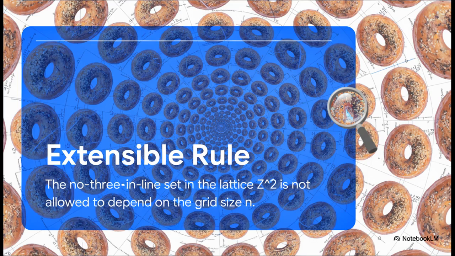Enter the extensible version of the problem. We aren't just looking at a fixed, finite grid anymore. The grid is now an infinite lattice, which mathematicians denote as Z². And here's the kicker. The extensible rule states that as we zoom out to larger and larger n by n sections of this infinite grid, our bagel layout has to remain permanently locked in place. You can't just rearrange the bagels you've already placed just because the grid got bigger. The layout must be perfectly consistent, all the way to infinity.